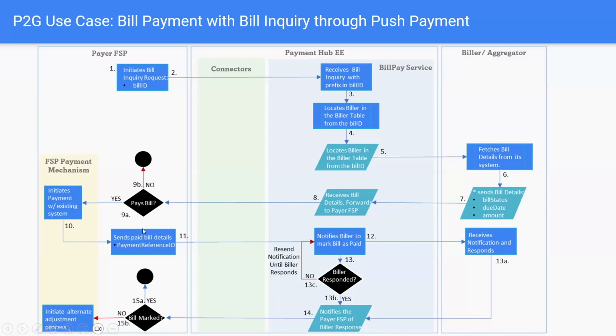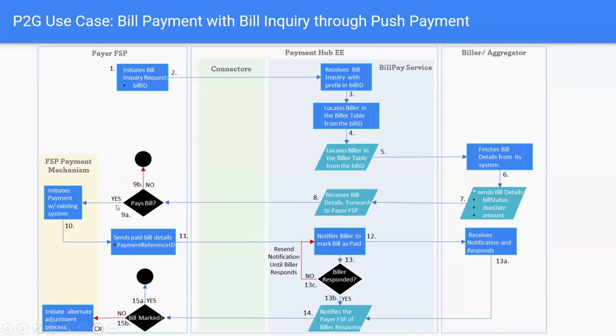Now, at this point, it is at the discretion of the end user themselves whether they would go ahead and pay the bill or just abandon the request. In real life, we've come across situations where people call lots of bill inquiries and then don't go ahead and pay. Those have to be handled at the payer FSP's end. Sometimes some penalties are put on, sometimes some notifications are sent, but this has to be handled at the end of the payer FSP. So if the person does not pay the bill, then that's that.